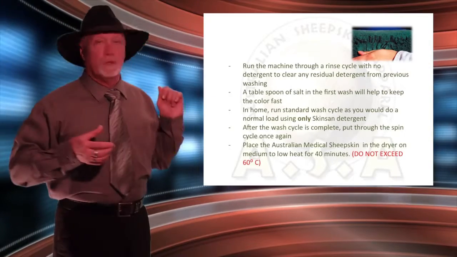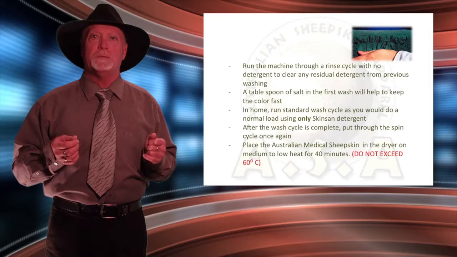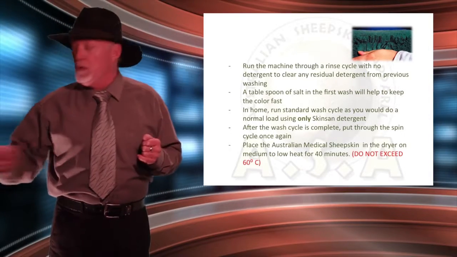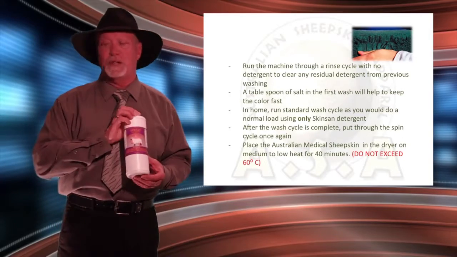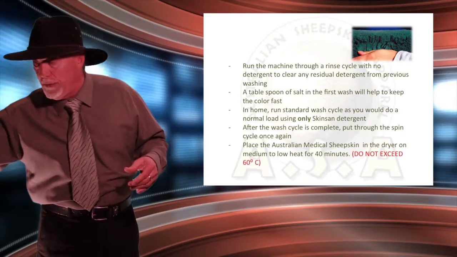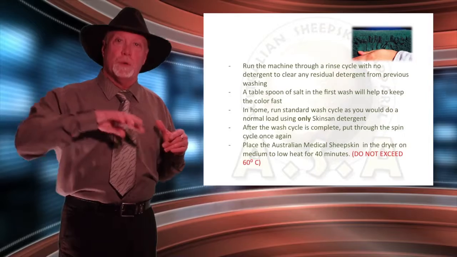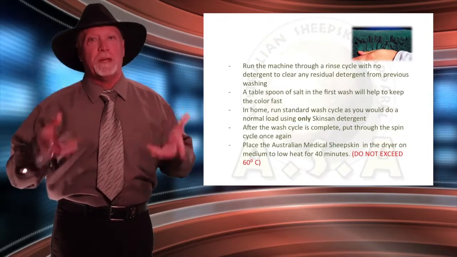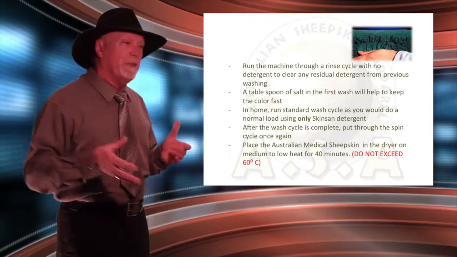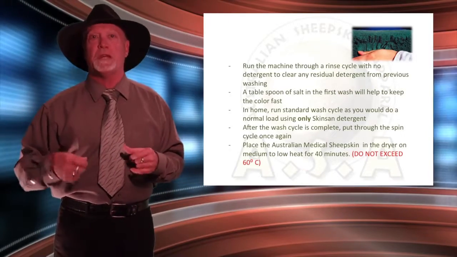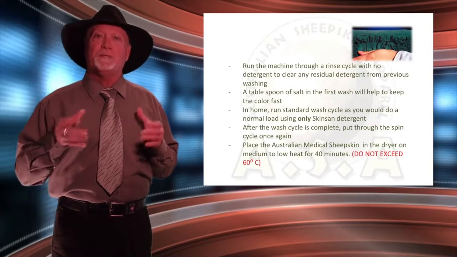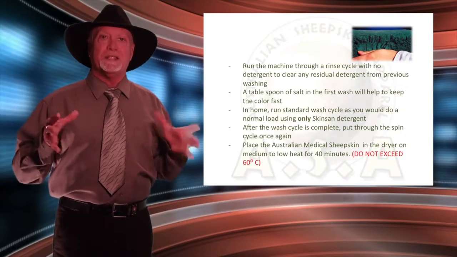What we simply do is you run the Australian medical sheepskin through a standard wash cycle in an in-home washing machine, using only the Skin Sand detergent. After the wash cycle has been done, it's a real good idea to do another spin cycle on the machine to get rid of excess water, which helps to speed up the drying time. Once we've done that, take the product from the machine and place it into the dryer on a medium to low heat. And that is for about 40 minutes each time.